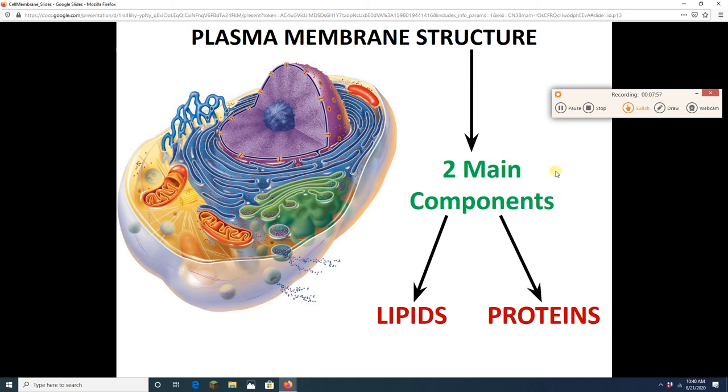So, time to talk about the structure of the plasma membrane. There are two main components. There is a lipid component and a protein component. We're going to briefly deal with both of them.